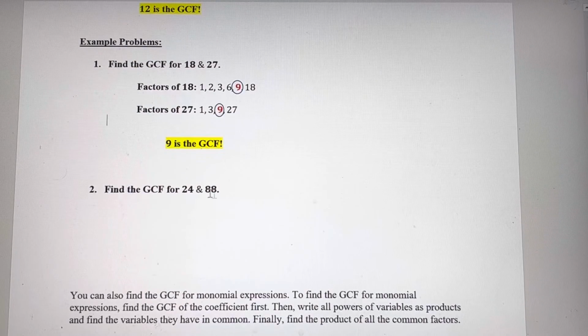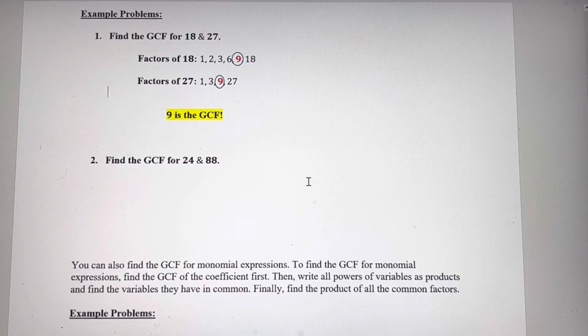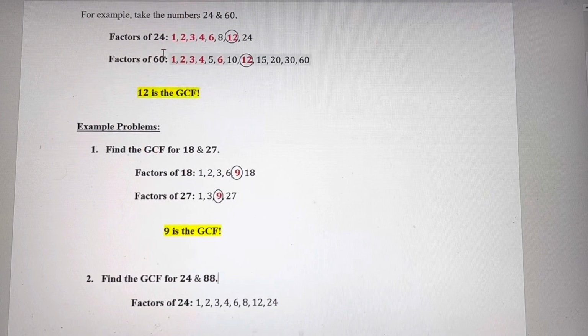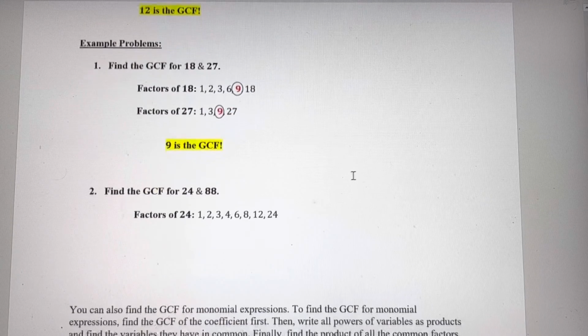In number 2 here, I haven't written out the factors. I wanted to give you guys a chance to do that. So 24, write out all the factors of 24. 88 might take a little bit longer. Think of all the factors of 88 and then try to find the greatest factor that they have in common, all right? So 24, we've already done those. We actually did those up here, so I'm just going to bring those from there.